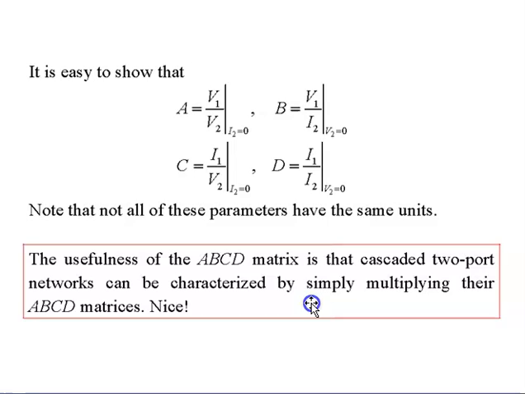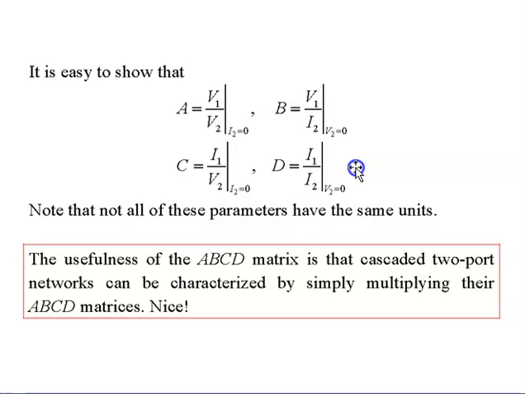From the matrix, we can derive what A, B, C, and D are. A would be V1 over V2 when I2 is equal to 0. B would be V1 over I2 when V2 is equal to 0. C would be I1 over V2 when I2 is equal to 0. And D would be I1 over I2 when V2 is equal to 0. Note that not all of these parameters will have the same unit.